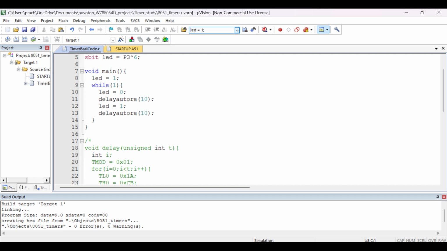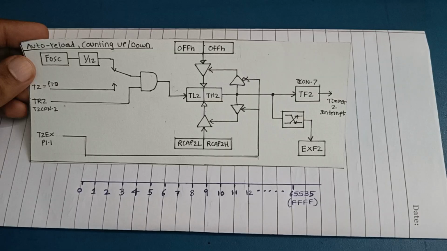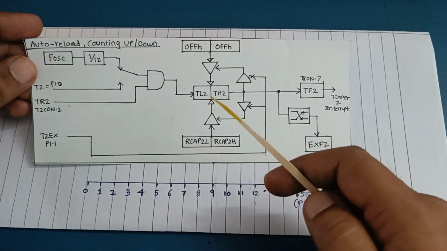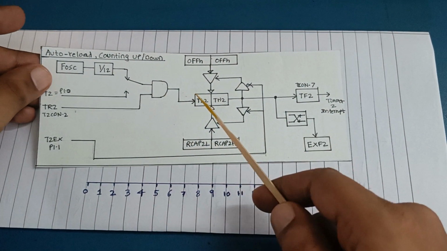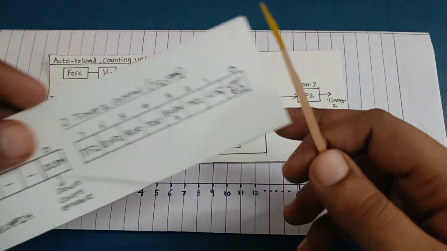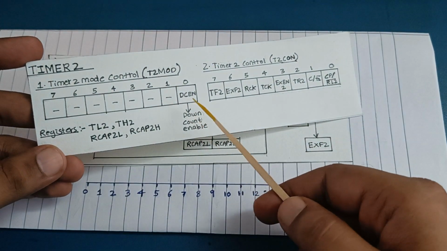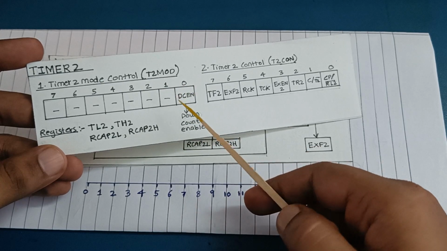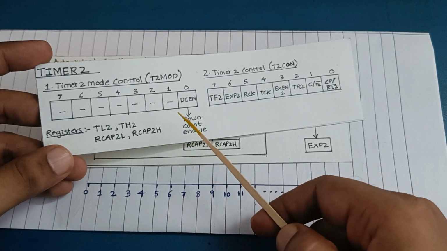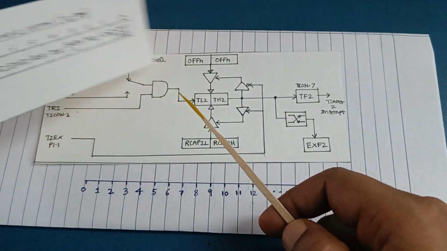So now let's move on to timer 2 in auto reload, counting up and down. We can use it as a 16-bit up-down counter. Let's see how to do that. Let's configure the registers. This is the logic diagram for timer 2 in auto reload, counting up and down. To enable the down count, we have to set the bit DCEN in the T2MOD register. So the value of T2MOD will be 0x01.